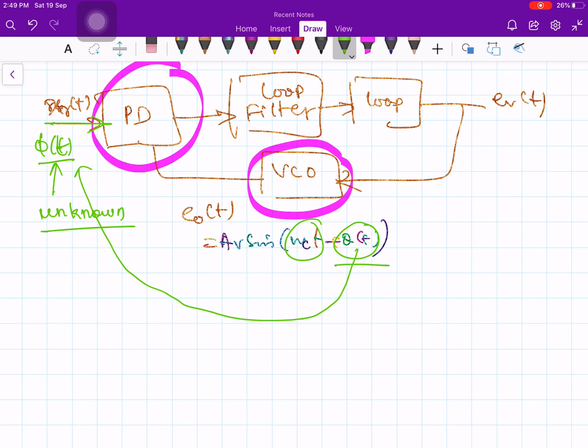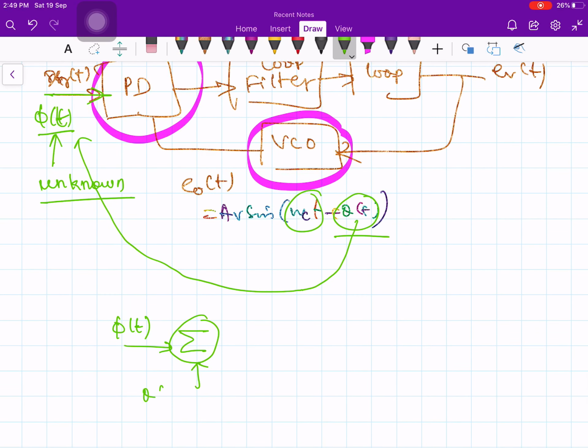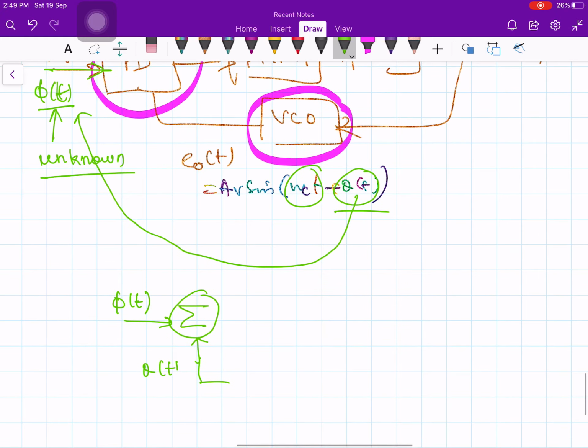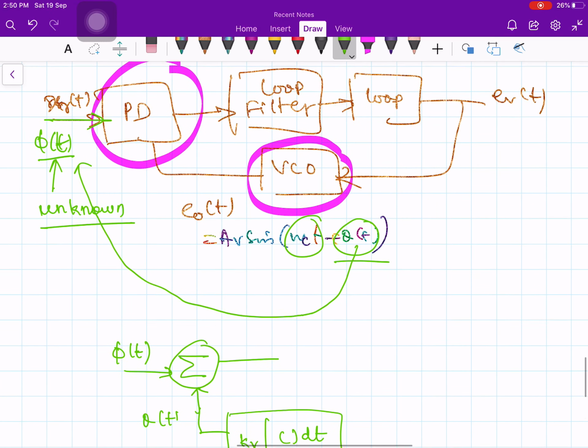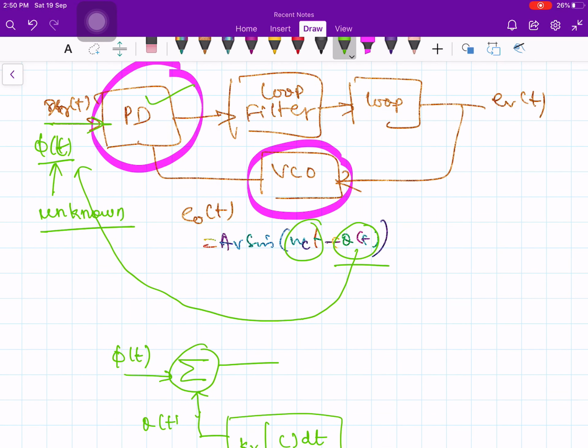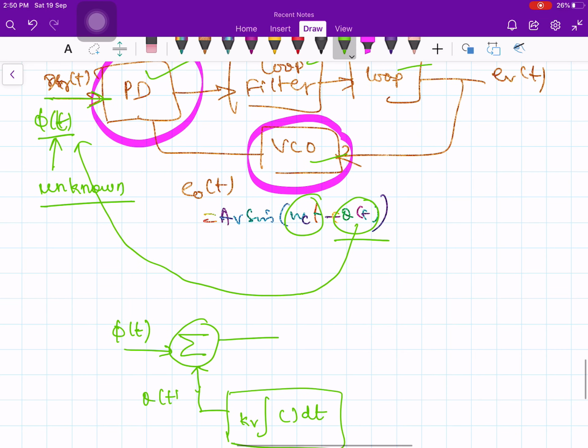So I put a summer here and the input is phi of t. For the time being, I am not considering the carrier terms and all, and here the VCO is replaced by integral of kV times theta of t, like this. So the above circuit, this phase detector, loop filter, loop amplifier and VCO, is replaced like this.